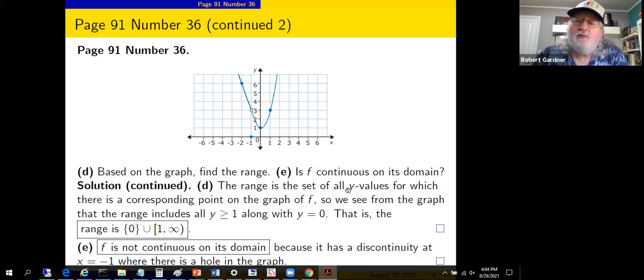The range is a set of y values for which there is a corresponding point on the graph of f. So we see from the graph, the range includes everything greater than or equal to 1 up here, along with y equals 0 itself because of that single point, the y coordinate of which is 0. So the range is 0 union everything greater than or equal to 1. Here it is written in interval notation, combined a little bit with some set notation.